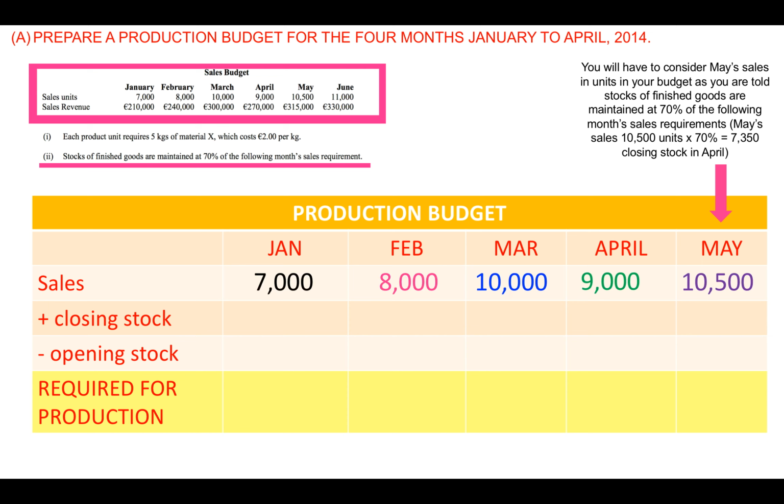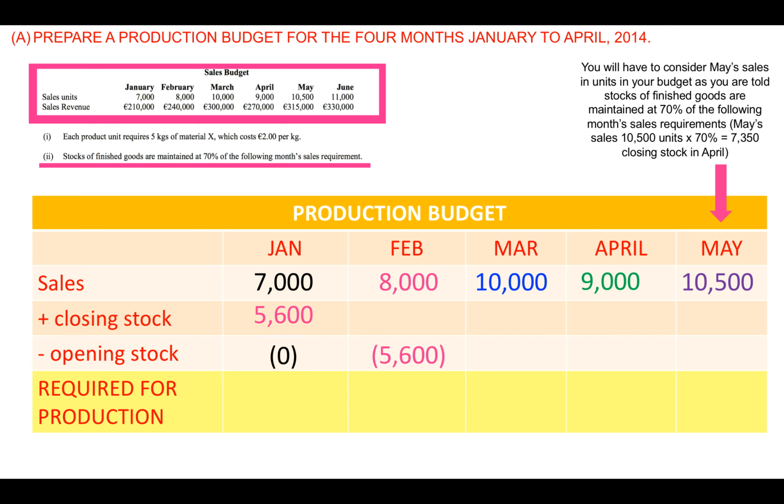So we put in the sales in units for every month from the question, and then we're going to start adding closing stock. So note 2 again, stocks of finished goods are maintained at 70% of the following month's sales requirements. So 8,000 multiplied by 70% is 5,600. That is the closing stock in January, and therefore it is the opening stock in February. And we're taking away the opening stock because we do not need to produce that stock. Because that stock, if you can imagine it, is already in the warehouse.